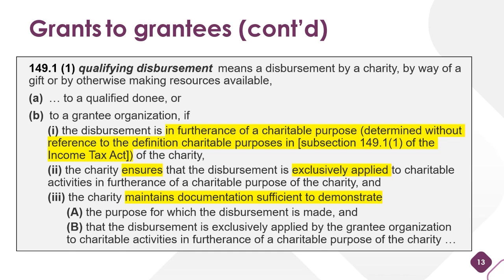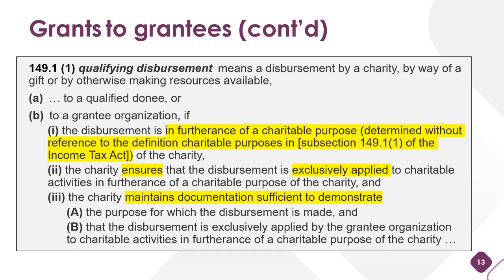I'm going to read out these requirements as these are the foundation of everything that we'll be talking about today. Under section 149.1, subsection 1, a qualifying disbursement means a disbursement by a charity by way of a gift or by otherwise making resources available, under paragraph A, to a qualified donee, and under paragraph B, to a grantee organization if, at subparagraph 1, the disbursement is in furtherance of a charitable purpose, as determined without reference to the definition of charitable purposes in section 149.1(1) of the Income Tax Act, of the charity.